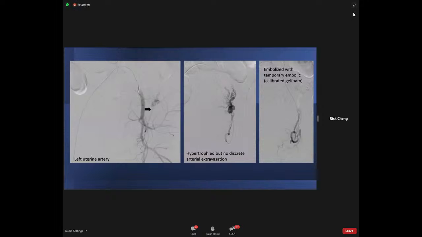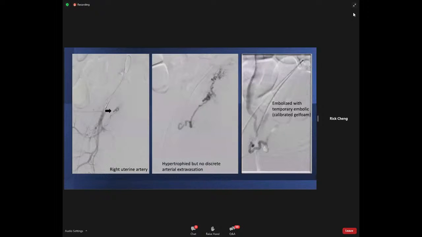So after the left was embolized, the right was selectively catheterized using the same C2 Cobra by forming a Waltman loop here. And again, we see a hypertrophied uterine artery, but no active extravasation was identified. This was again embolized with a temporary embolic, which is calibrated gelfoam here. Another note to keep in mind when performing uterine artery or internal iliac artery embolization in the setting of postpartum hemorrhage is that both sides should be treated whether or not an arterial blush is seen.